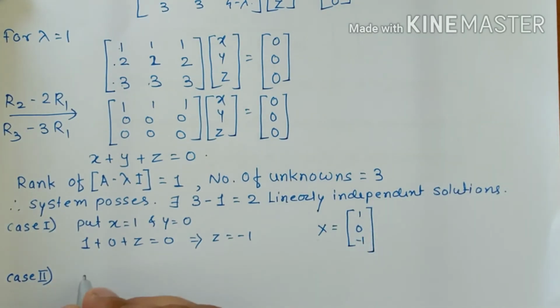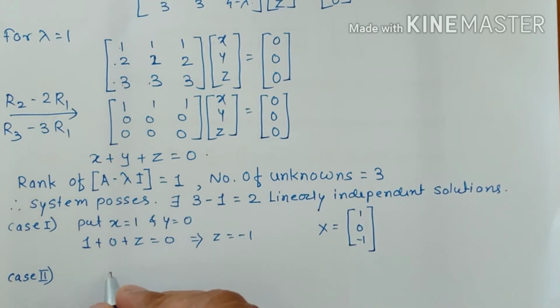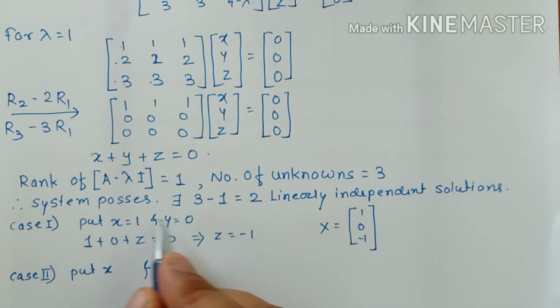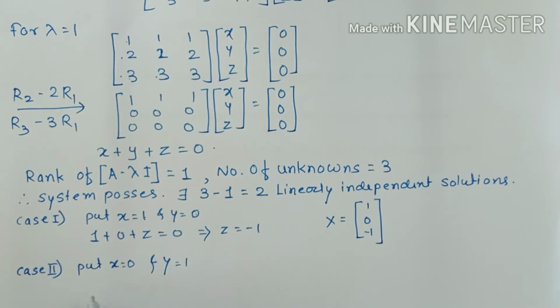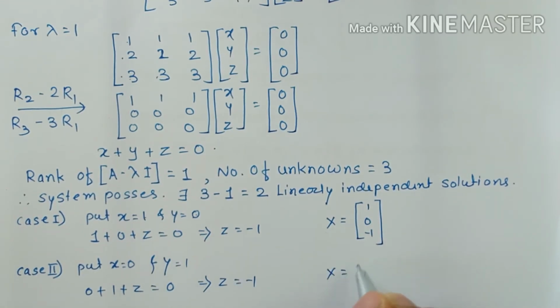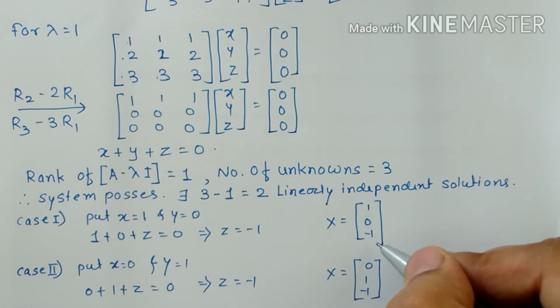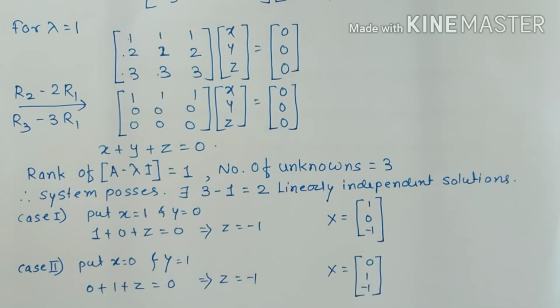Okay. Now for case 2, you keep the substitutions the same, that is x and y, only you need to interchange their values. Now I am substituting x is equal to 0 and then y will be 1. So we get 0 plus 1 plus z is equal to 0. This gives me z is equal to minus 1. So now my vector is 0, 1, minus 1. See, the place of 0 is now changed in these two vectors. Hence, definitely these vectors are linearly independent.